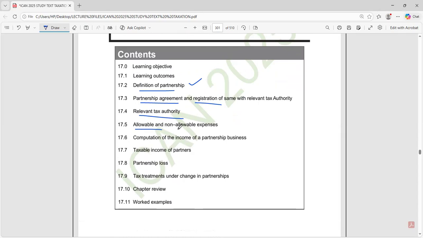You look at allowable and non-allowable expenses, similar to what we have done under taxation of small businesses, sole proprietorship. Then computation of the income of a partnership business, then taxable income of partners, then partnership loss, tax treatment under change in partnership, then chapter review.